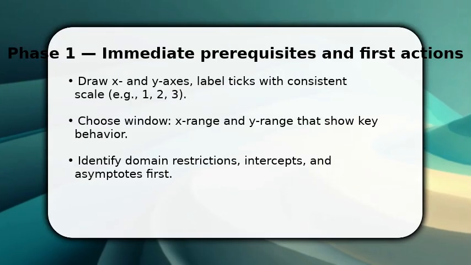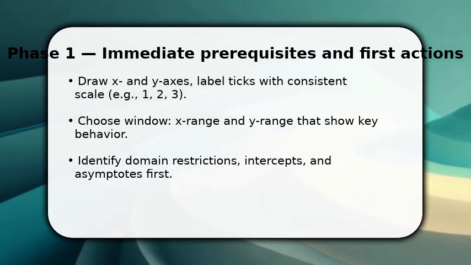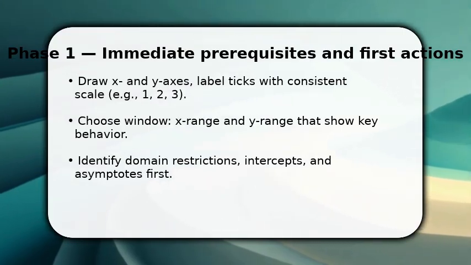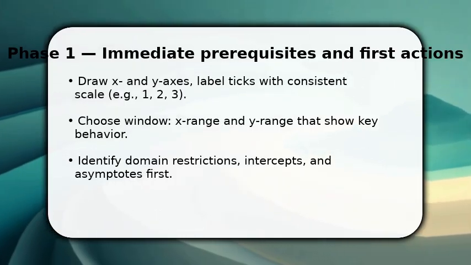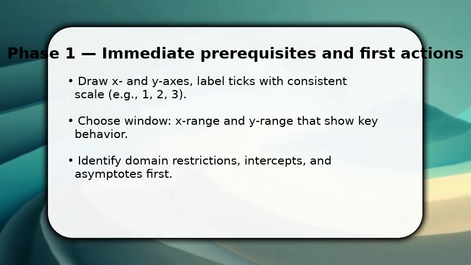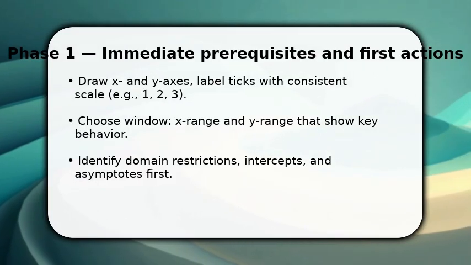You start by drawing the coordinate axes and choosing a sensible scale. Make sure ticks are evenly spaced so distances represent equal units. Next, identify domain restrictions and any vertical or horizontal asymptotes. This tells you where drawing is allowed.